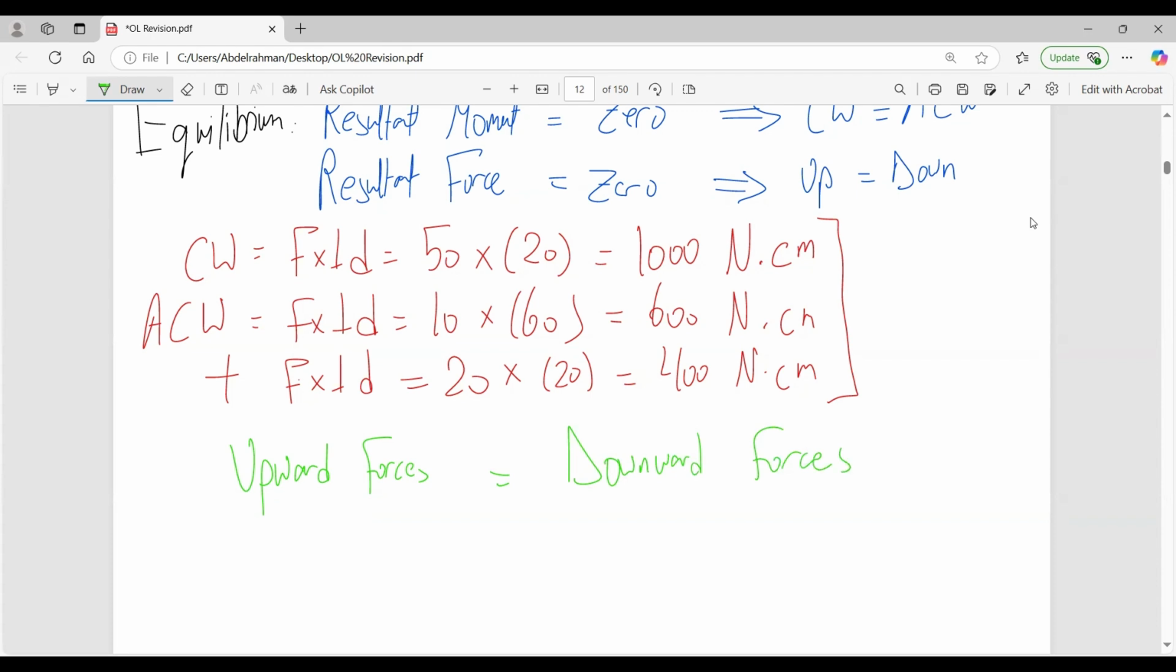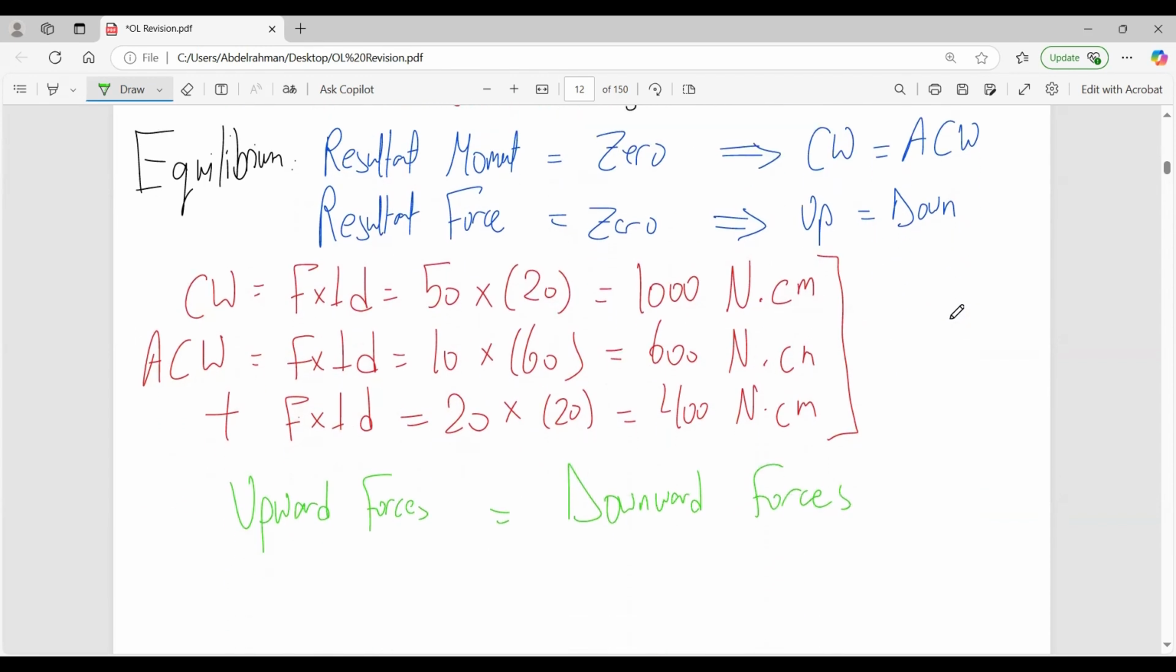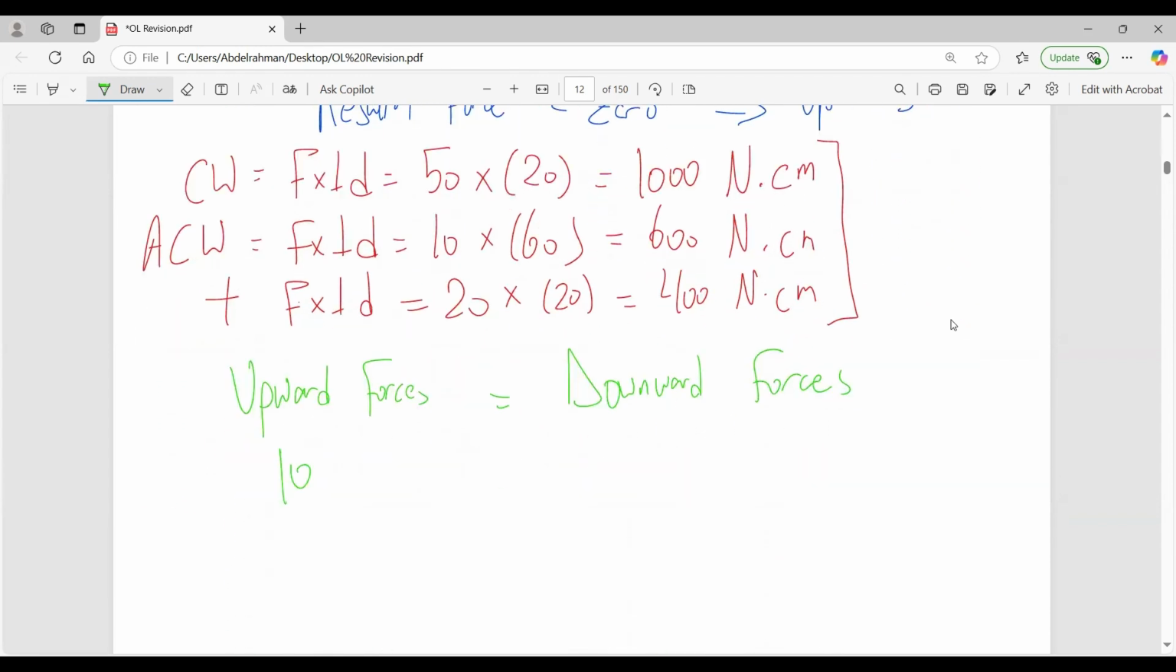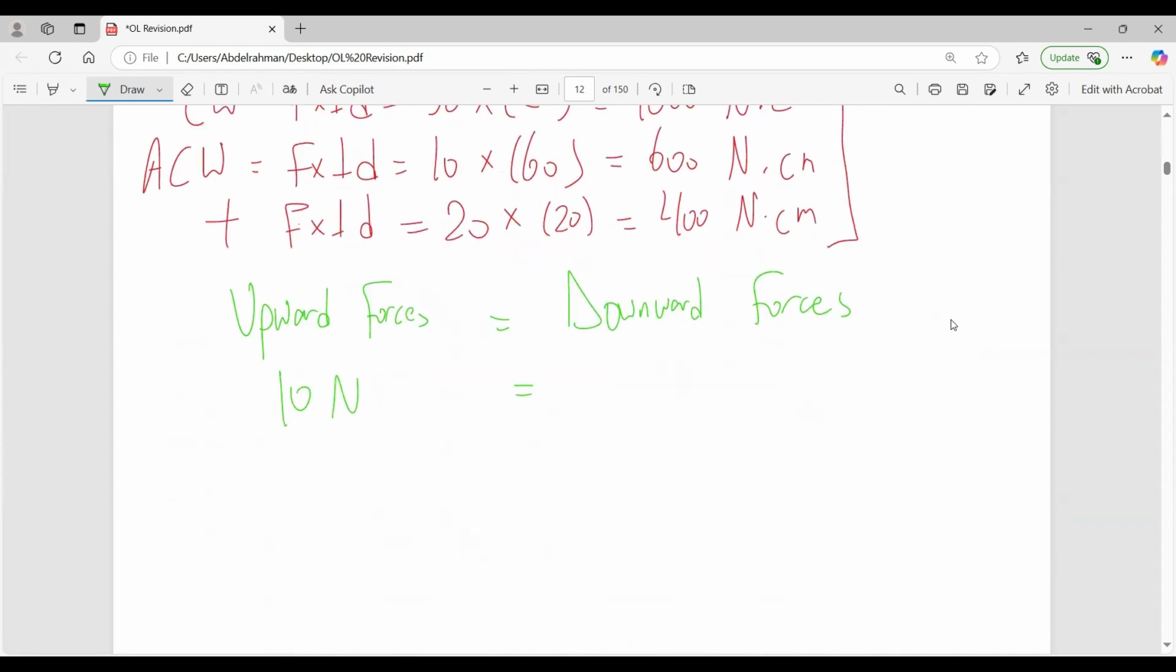Forces. Now, what are the upward forces that we have? From what I see, I only have one force, F, directed upwards, 10 newtons. The downward forces are 20 and 50, which are 70. So 20 plus 50. It's quite obvious that they're not equal. And here 70, and on this side 10 newtons.